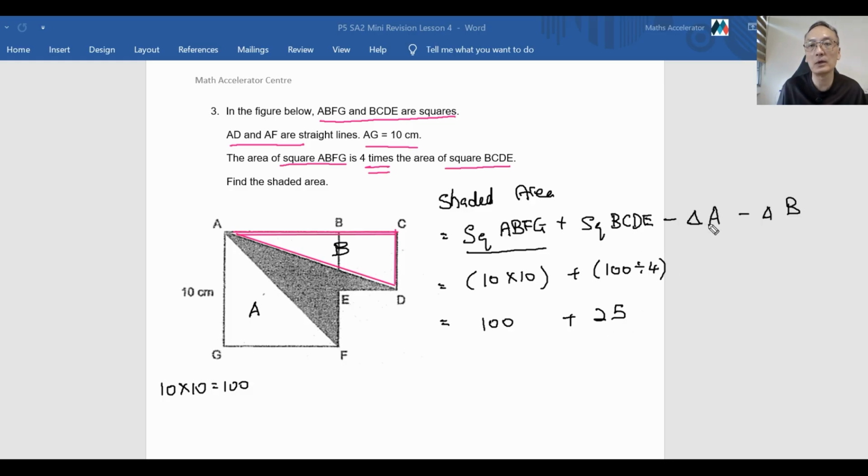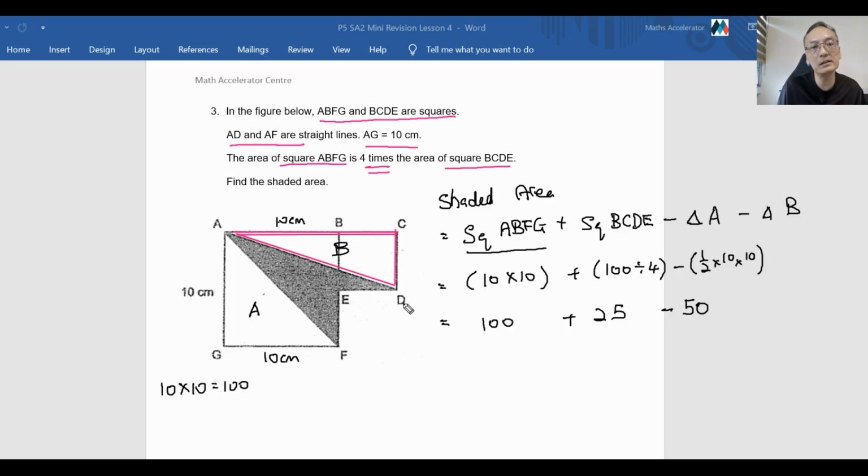So now we have to find the area of triangle A. Triangle A is over here, inside a square, therefore the height is 10, the base will also be 10, right? So we can calculate this part as half times 10 times 10. So half times 10 times 10 will give us 50. 10 times 10 is 100 times half, 50. Okay, the last one is triangle B. Right, triangle B, we do not have the actual dimension, but we can see that AB is 10 cm.